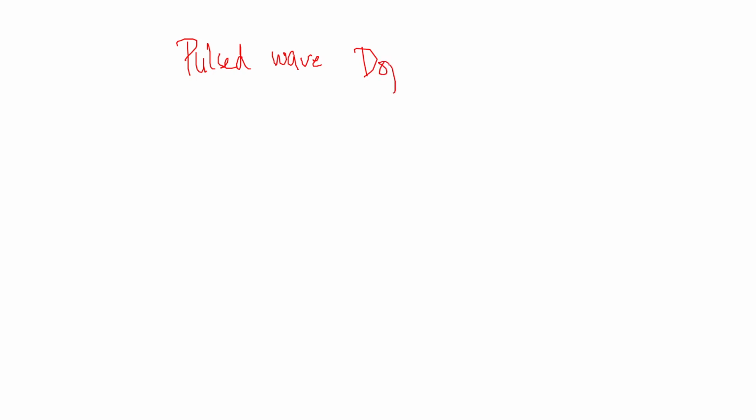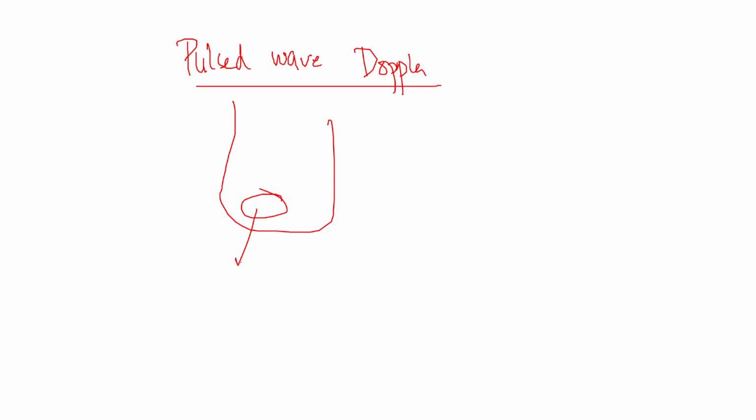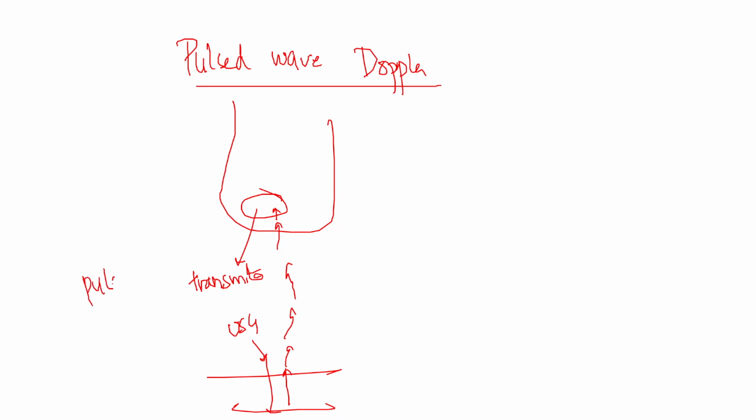In pulsed wave Doppler, there is only one crystal, and the same crystal will transmit the ultrasound pulses, and when the echoes are formed, these returning echoes are also received by the same crystal. The transducer sends the ultrasound waves as pulsed transmission. It will send the ultrasound waves and then wait and listen for the reflected echoes.